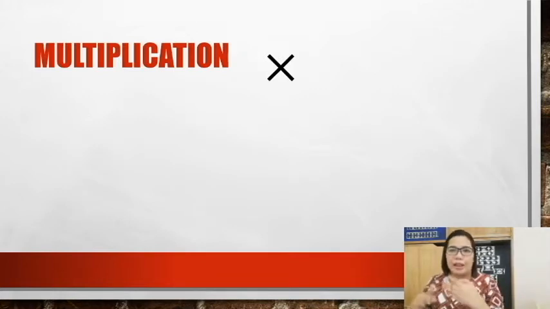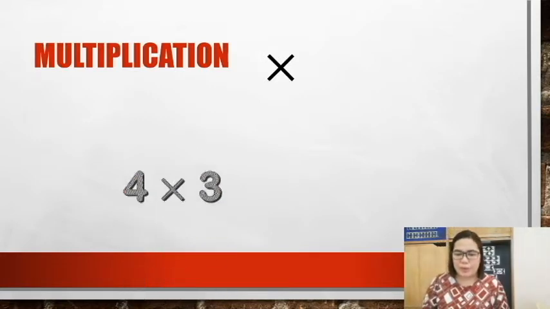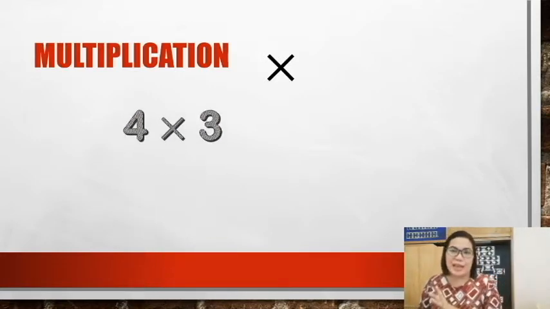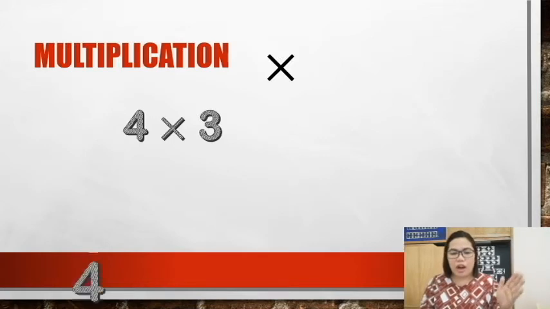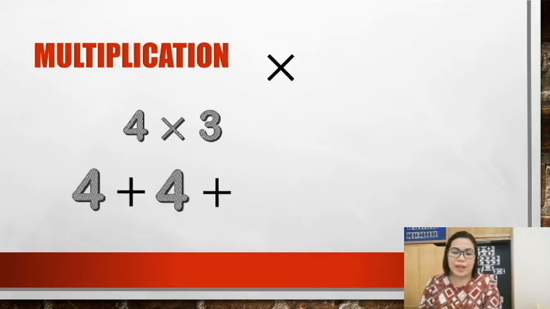So let us have multiplication now. The basic concept of multiplication is just like repeated addition. It is like adding a number that you repeatedly add. For example, we have 4 times 3. The concept of 4 times 3 is basically just adding 4. How many times do you add 4? We have 3, so you add it three times.